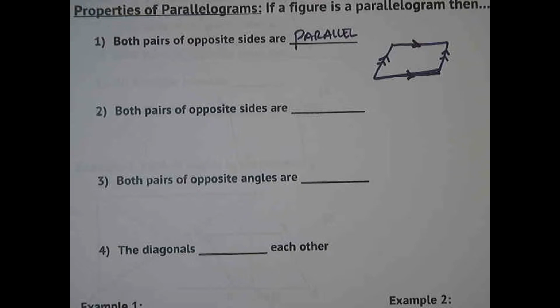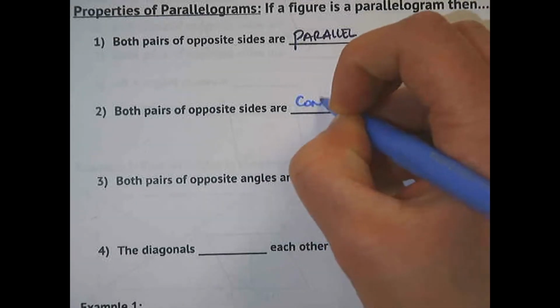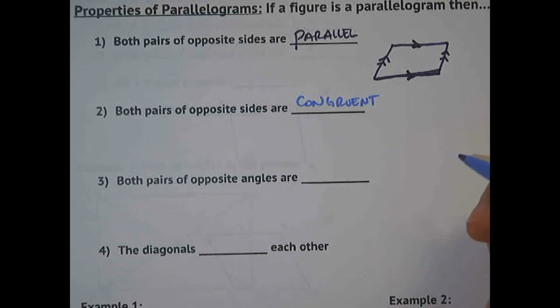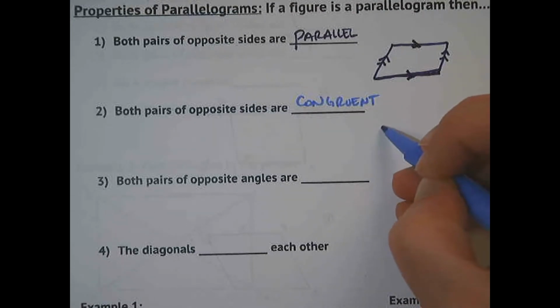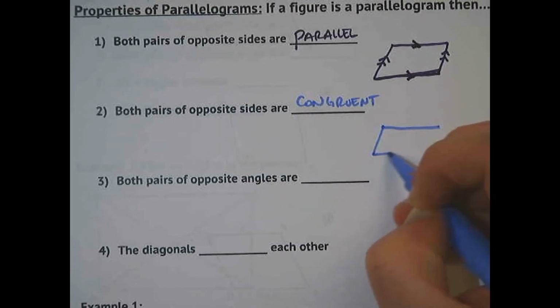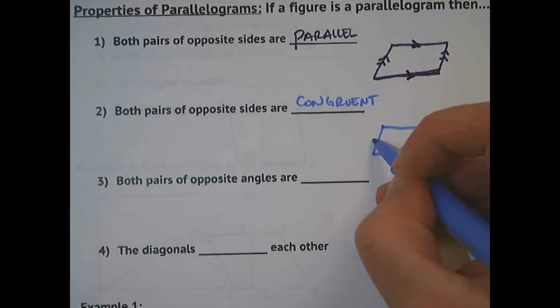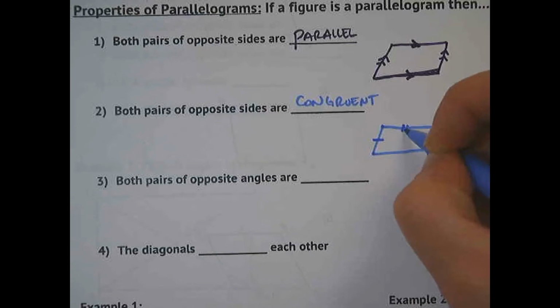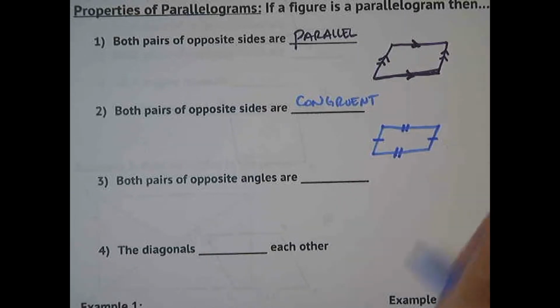Okay, then the second thing, both pairs of opposite sides are congruent. Or equal. So if I have a parallelogram, this side's going to be the same length as this side. This side is going to be the same length as this side.